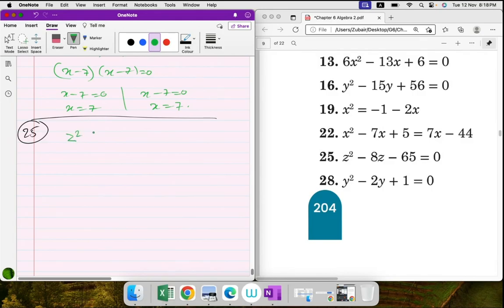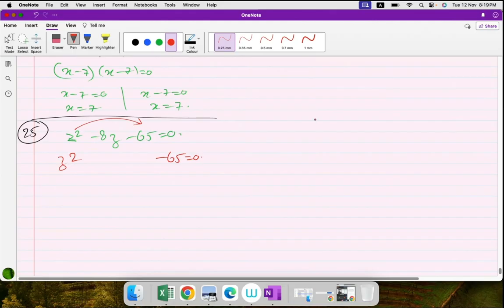25th. z square minus 8z minus 65 is equal to 0. What will be the two numbers? What are the two numbers we'll multiply to get 65? For 22, I'm getting 7, that's correct for both.